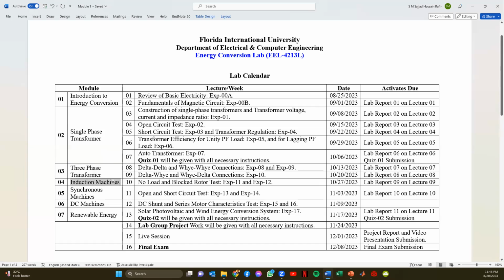Then module 4 will be on induction machines. Module 5 will be on synchronous machines. Module 6 will be on DC machines. Then finally, the last one, which is also very important, is renewable energy. Here, we'll be talking about all renewable energy sources and how we can convert energy from one level to another level. So these are the 7 modules.